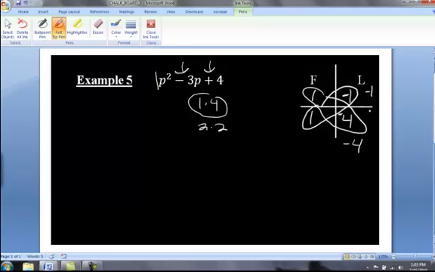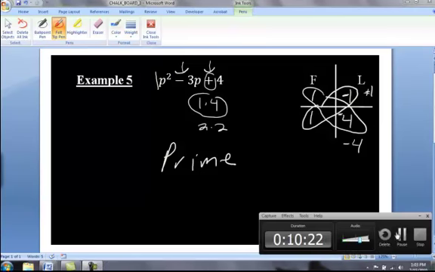Well, you can try to change the signs and make this a positive 1, and that would give you negative 3, but then you're not going to get a positive 4. It wouldn't work out that way. In fact, no matter how we try to change the signs, it's not going to work. And this one will not factor, and it's called prime. That's what we call it when it does not factor. So you would leave your answer just like that.